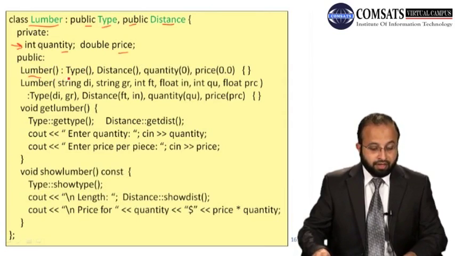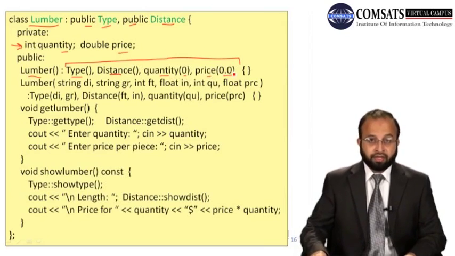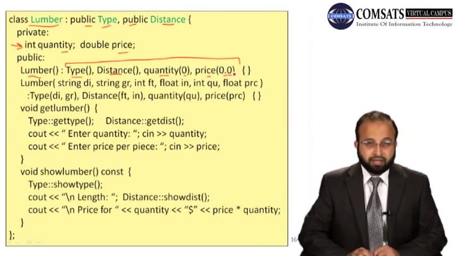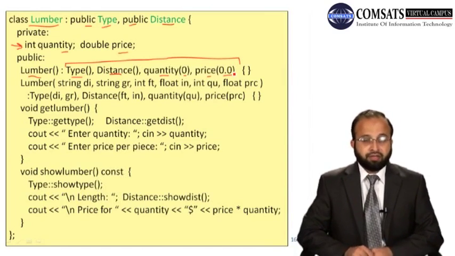Then the public members are next. So what are we doing here in the initializer list? This is the initializer list, basically this much long, and in it we are calling the default constructor of type, the default constructor of the distance class, and we are initializing quantity with 0 and price with 0.0. Okay. So now here we are calling the constructor of the base class explicitly, right?